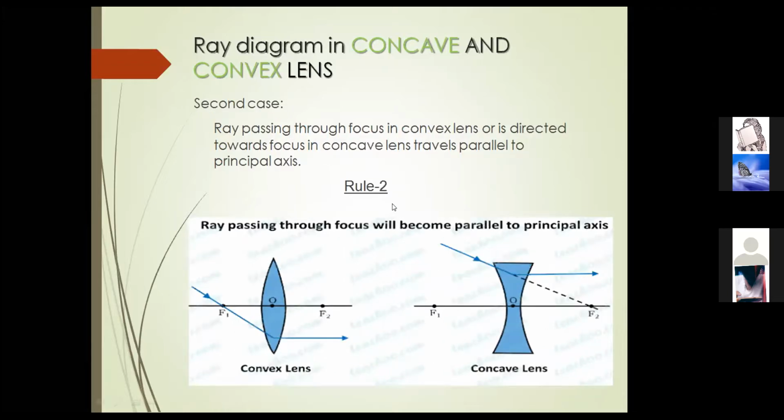This is the second case. Here, the rays passing through focus will become parallel to the principal axis. Here we can see this ray is passing through the focus, but after refraction it goes parallel to principal axis. And here also the same happens. We feel like it is directed towards the principal focus, and after refraction it is passing through parallel to principal axis.